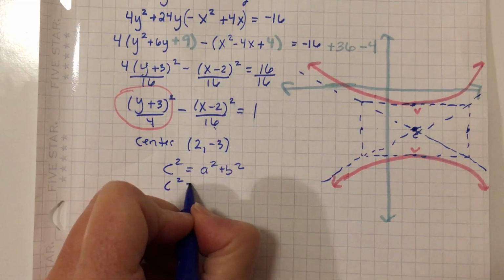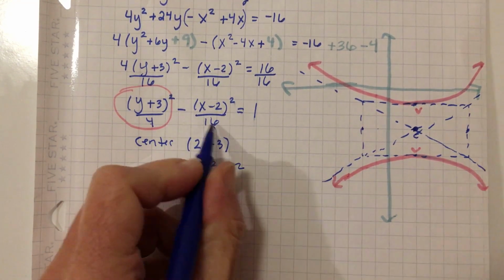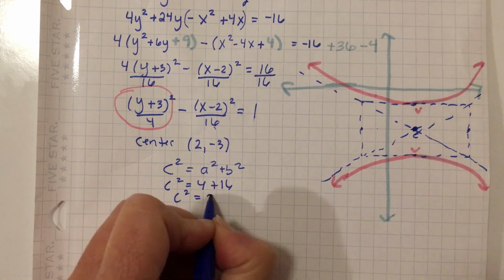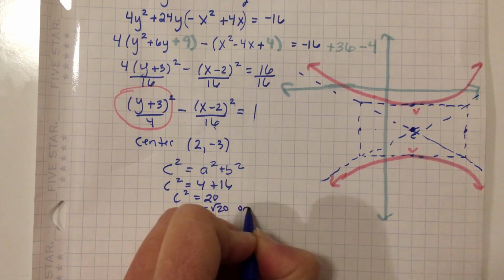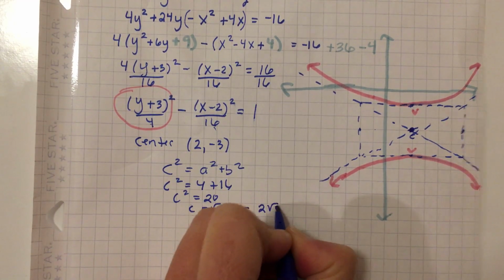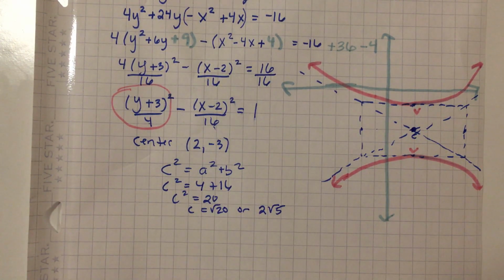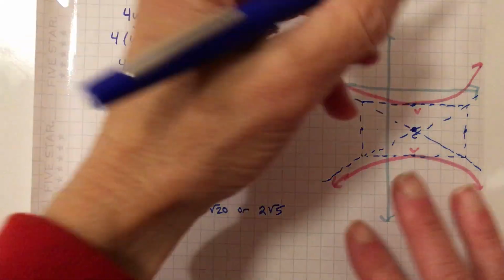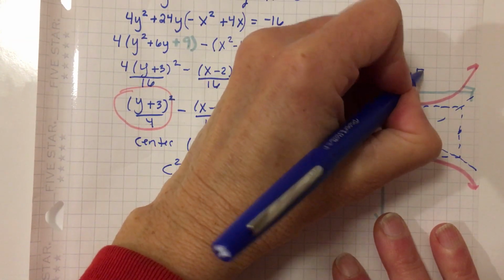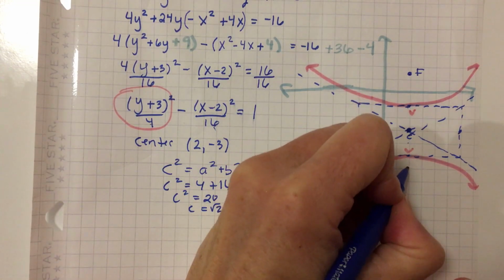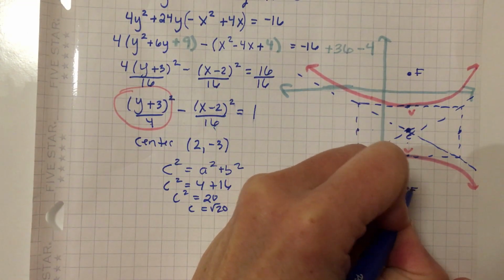So c squared equals 4 plus 16. Remember, those are already being squared. C squared equals 20. So the distance to the foci is root 20 or 2 root 5. Okay, so root 20 is like 4.5. So you go 1, 2, 3, 4.5. Foci. 1, 2, 3, 4.5 foci.